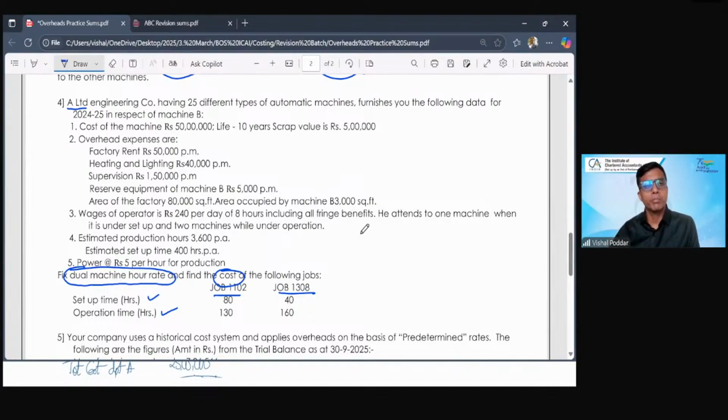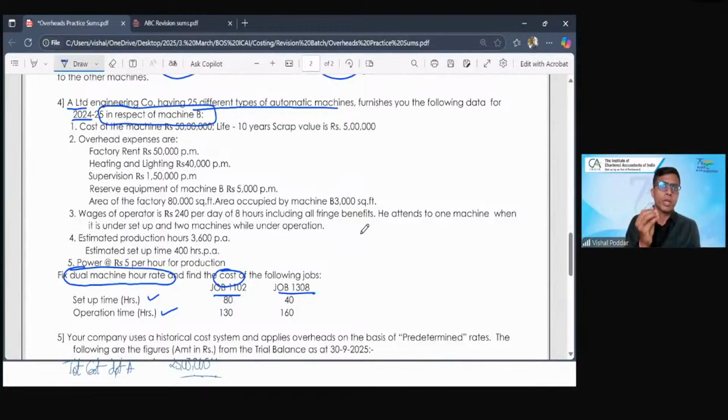It says a company having 25 different types of machines gives the following details in respect of machine B. So be very clear about the data. Question reading is the most critical part according to me in our exams. Once you understand the concept and you know the format, solving is very much mechanical, 80%. Only 20% needs some special effort in solving. But the entire skill in getting the correct answer and full marks is minutely reading the question.